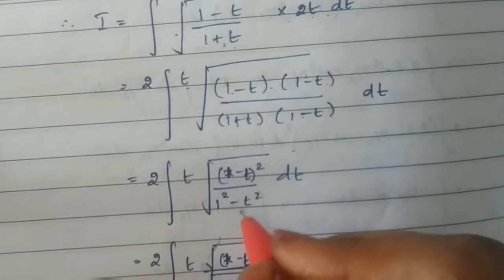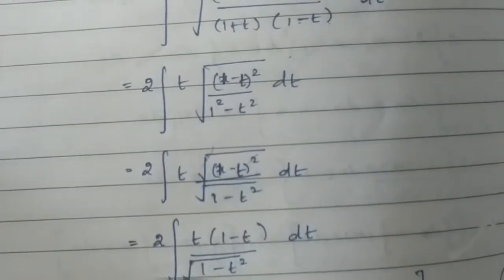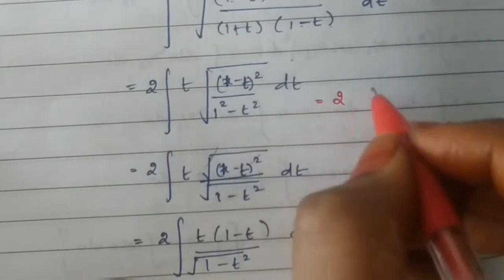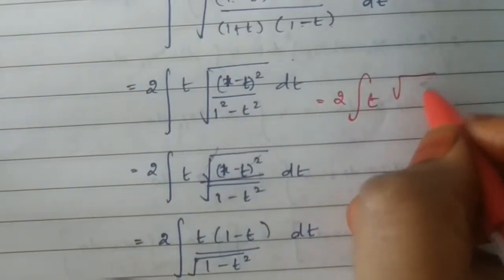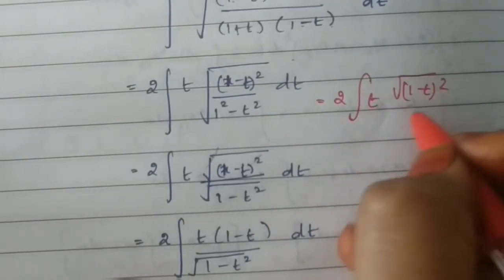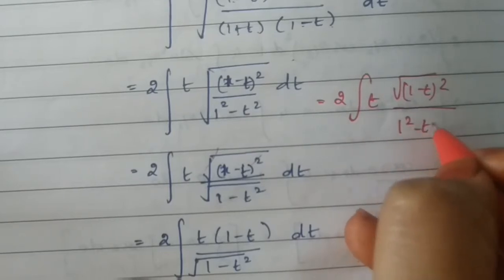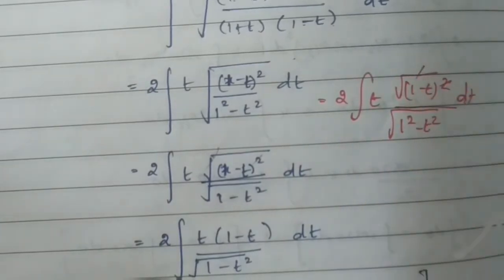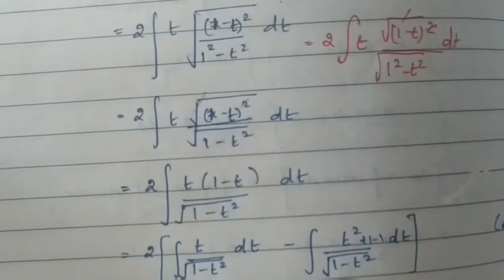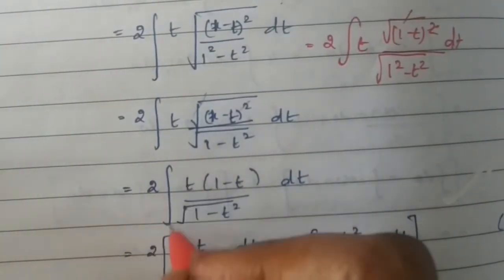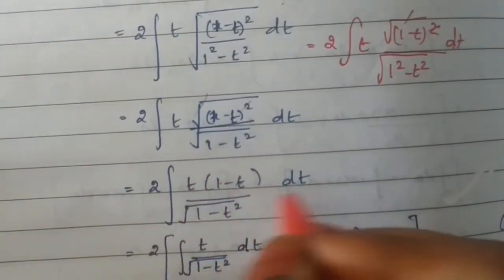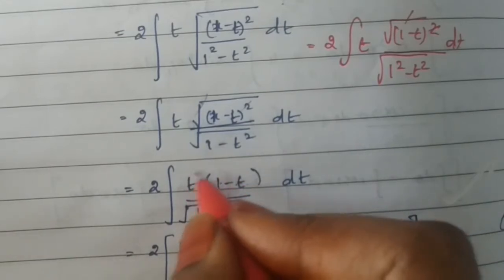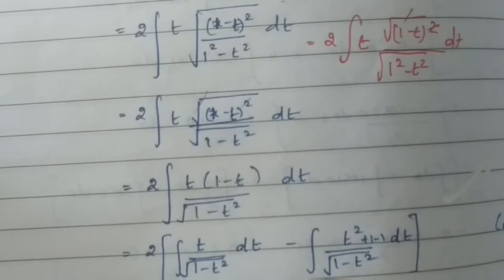Now split the root for both numerator and denominator. When you split the root for both numerator and denominator, you will get 2 times integral of t root of 1 minus t the whole square divided by root of 1 square minus t square, into dt. Now the square and the root will go off for the numerator, so it remains as 2 into integral of t into 1 minus t into dt divided by root of 1 minus t square. Now multiply it, so you will get t minus t square. After that, split the integral.